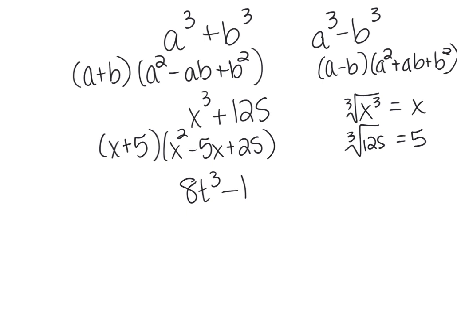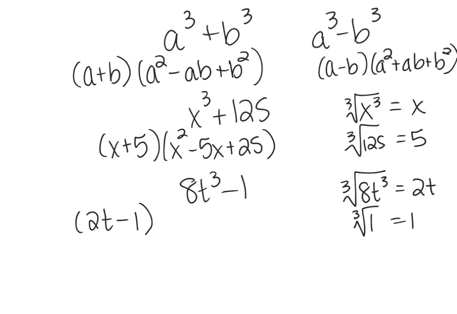For 8t cubed minus 1, we'll do the same thing. The cube root of 8t cubed will be 2t. The cube root of 8 is 2, and the cube root of t cubed is t. And then the cube root of 1 is just 1. So you're looking at 2t minus 1 for this formula. And then you have to square that 2t. 2t squared is actually 4t squared. You have to square both the 2 and the t. Then multiply them together, you get 2t. And then 1 squared is just 1.